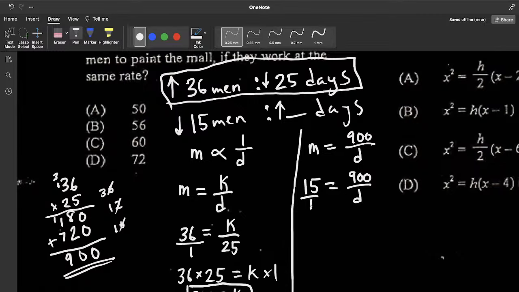So we put 15 over 1, cross multiply again. So this times this is equal to this times this. So we'll end up with 15D is equal to 900. Now to get the D by itself, we divide both sides by 15. And our answer would be 900 divided by 15.